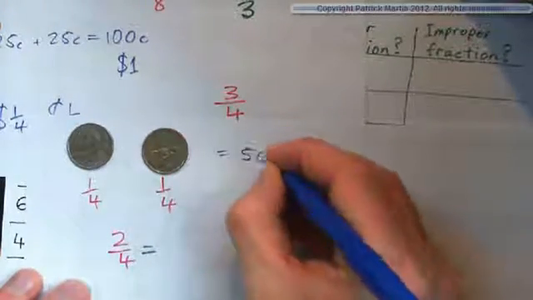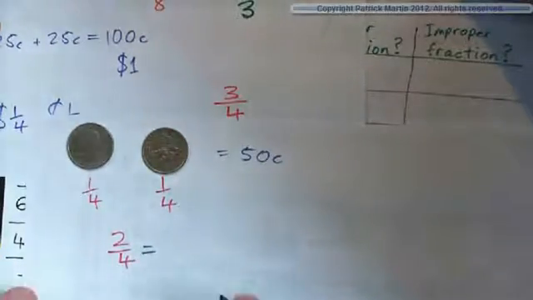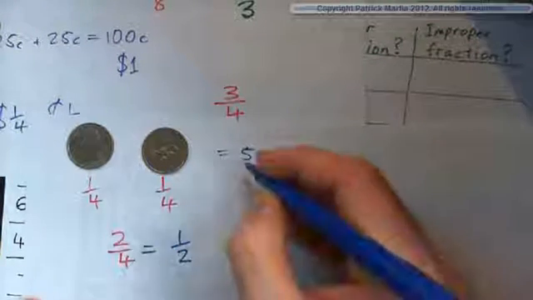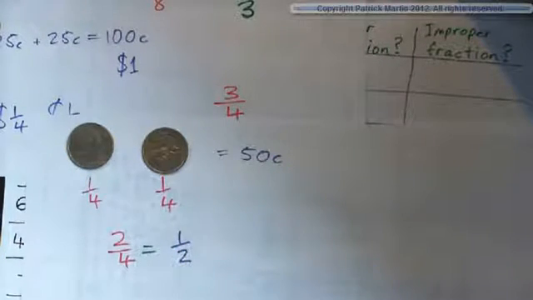Now, 2 quarters can also be written as, because look, it's definitely 25 cents and 25 cents. That's definitely 50 cents, isn't it? And 2 quarters is 1/2 of a dollar, isn't it? 50 cents is half of a dollar, right? So just for fun, now let's have a look at some other coins.